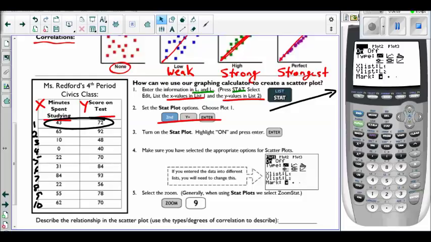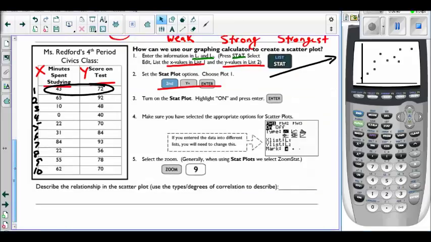I have that highlighted. Make sure it looks exactly like that. Your list 1 and list 2 should be your x and your y. Now I should be ready to graph, but again, if I just graph it there, it's not zoomed into the right stuff. So I have to hit zoom, and then the number 9, number 9 is zoom stat. That's zooming into whatever statistics I put in there. You hit 9, and that gives you the graph. That's our scatter plot.